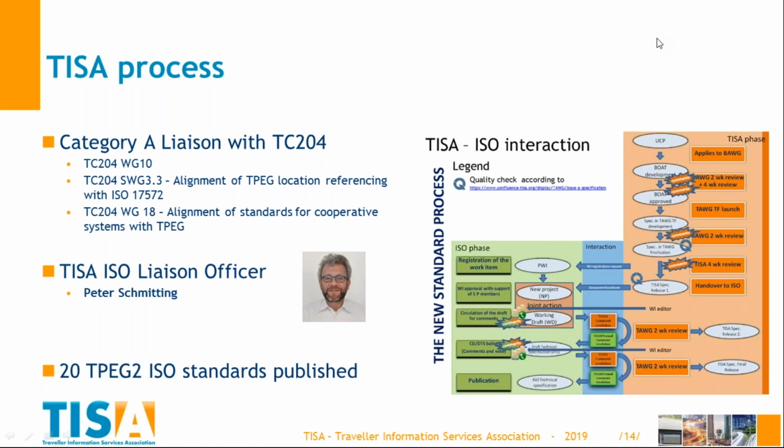And then the application is developed within a dedicated working group. There are several reviews, and when the application reaches maturity, we push it to ISO. You can see here on the left-hand side, the green column, the ISO phases, from where we inform about the work item in ISO and the different interactions. At the moment, we have 20 TPEC 2 standards published through ISO.